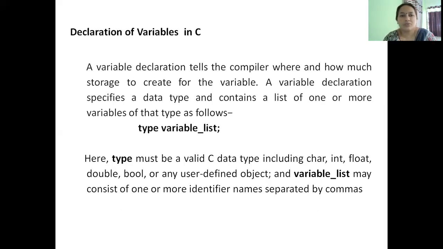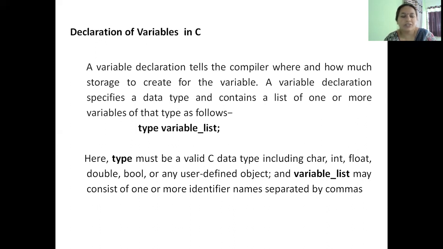Next, let's move on to declaration of variables in C. Before we make use of a variable in C, we should always declare the variables which we are going to use in the program, just before they can be used in the program. A variable declaration will tell the compiler where to store that particular value and how much memory space has to be allotted for that particular variable.